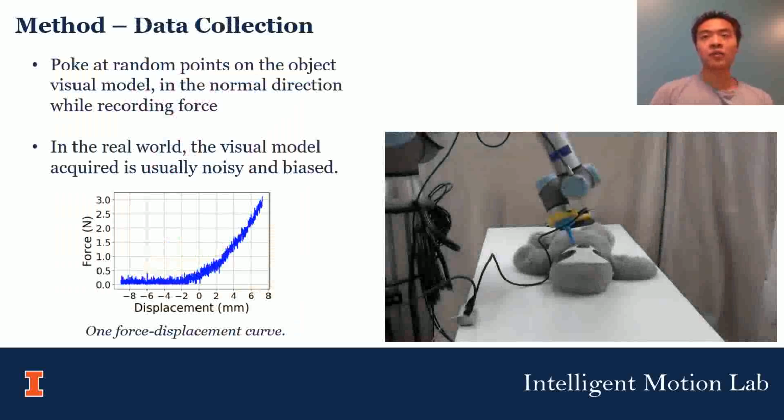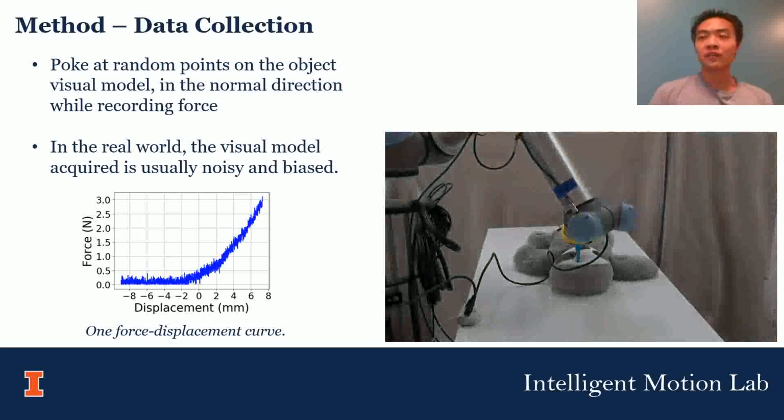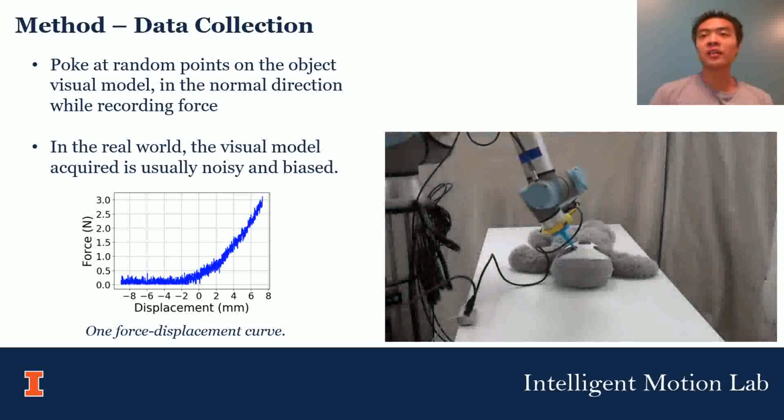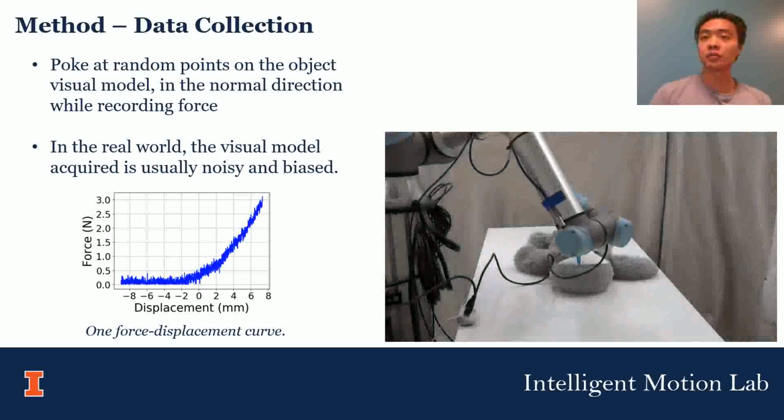A point cloud model of the object is first acquired by an RGBD sensor. Notice that the visual model acquired is usually noisy and slightly biased. In some cases, the object could even have fuzzy, poorly defined boundaries.